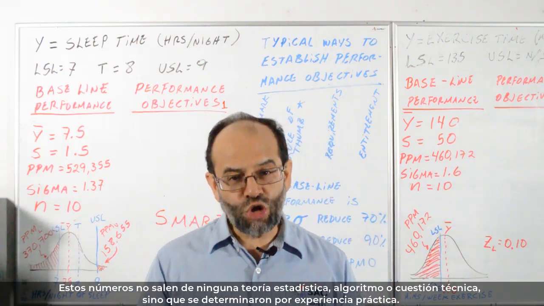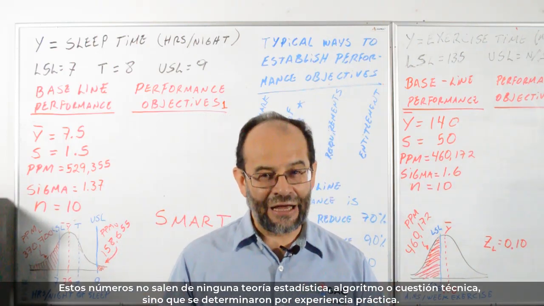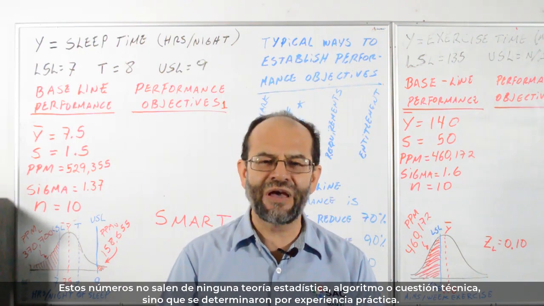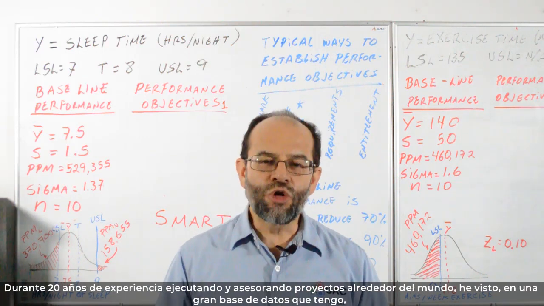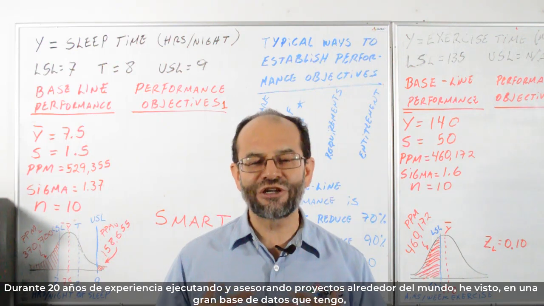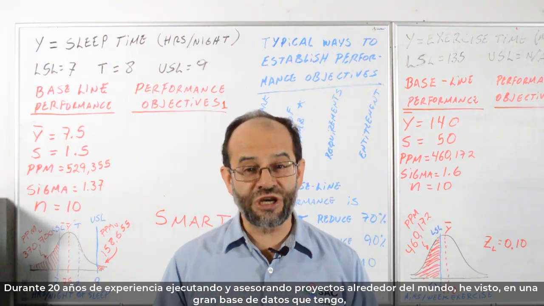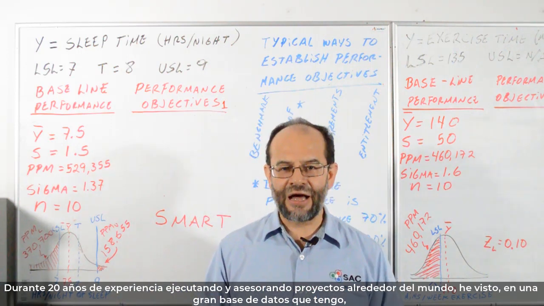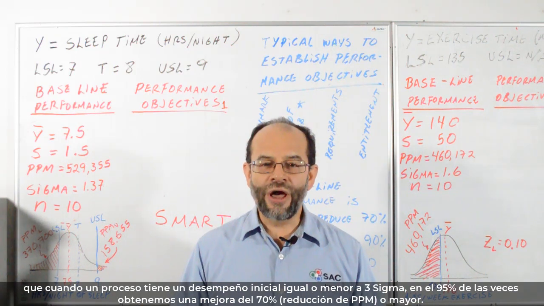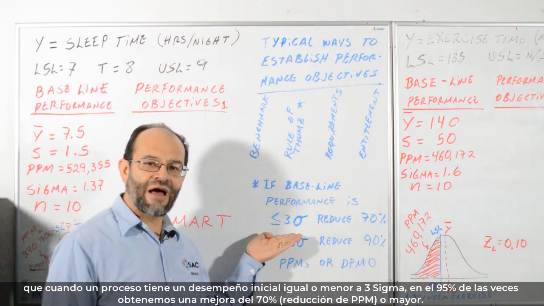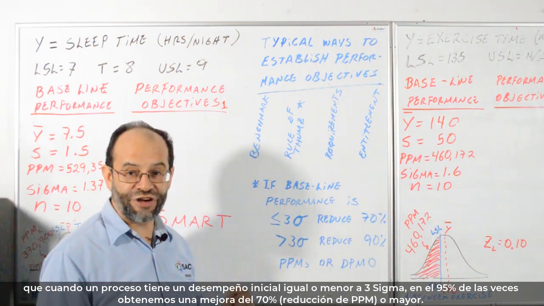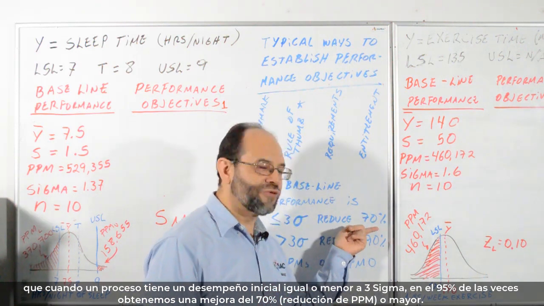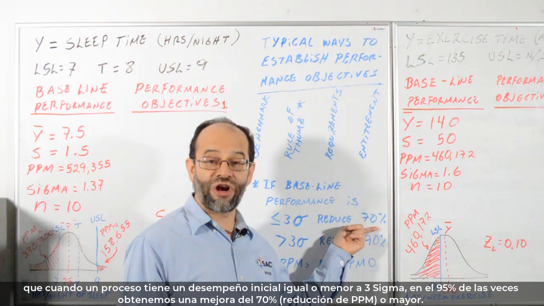These numbers are not coming from any statistical theory or any algorithm or any technical thing, but basically that is experience. During 20 years of experience that I had coaching projects and executing projects around the world, I have seen in a big database that I have that when we are starting a process with a performance smaller or equal to 3 sigma, in 95% of the times we are getting an improvement of 70% PPM reduction or greater.